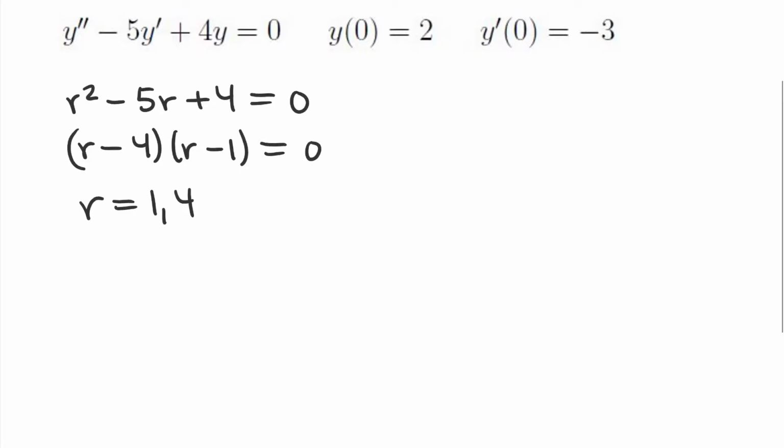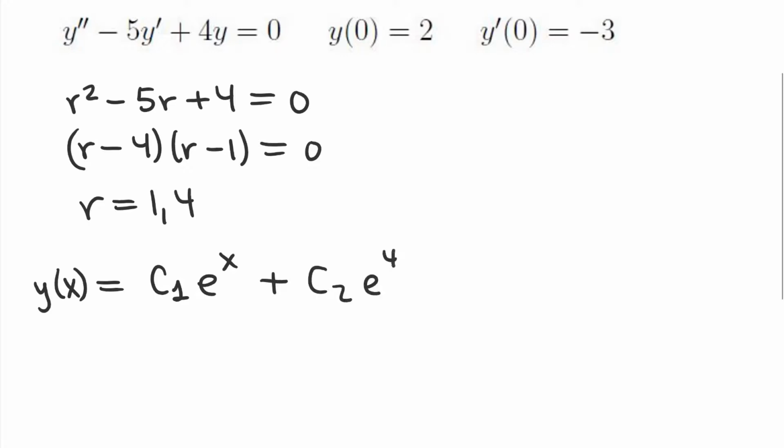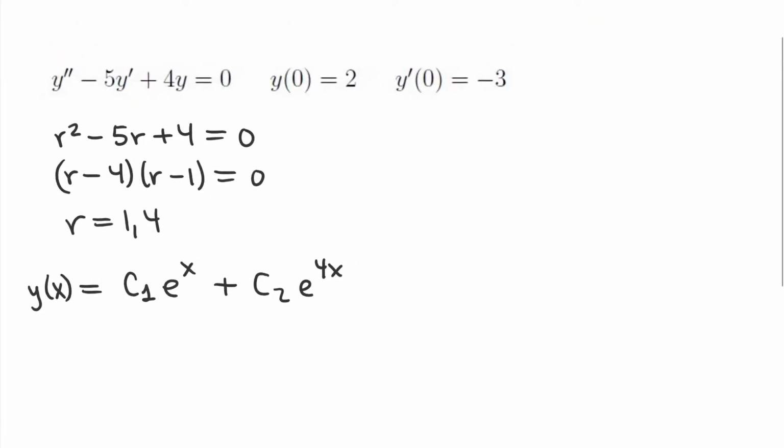We got two distinct roots, which means that our general solution will be y of x is equal to a constant times the first exponential, e to the 1 times x, the first root, plus a constant times the second exponential, e to the 4 times x. And that's our general solution. And now we want to use our initial conditions to find the particular solution to this initial value problem.